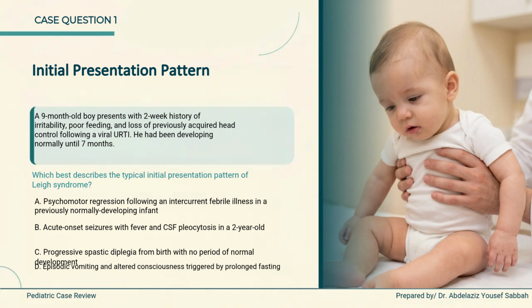Option A, psychomotor regression following an intercurrent febrile illness in a previously normally developing infant. Option B, acute onset seizures with fever and cerebrospinal fluid pleocytosis in a 2-year-old. Option C, progressive spastic diplegia from birth with no period of normal development. Option D, episodic vomiting and altered consciousness triggered by prolonged fasting. Take a moment to consider the developmental history described in this case.